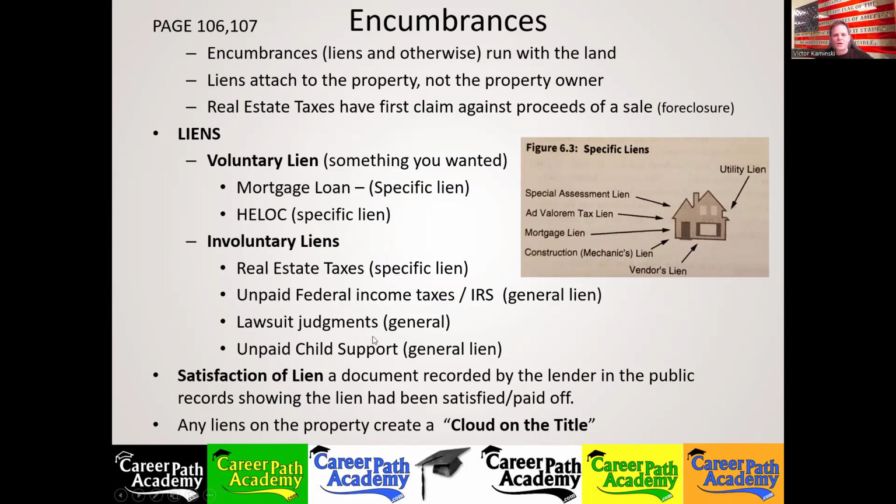A lawsuit judgment becomes a general lien. So does unpaid child support tax, unpaid child support. That becomes a lien on the property as well.